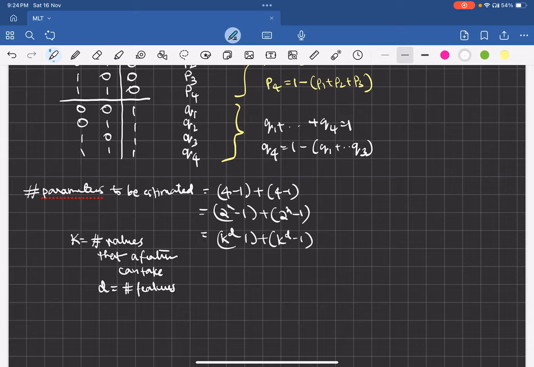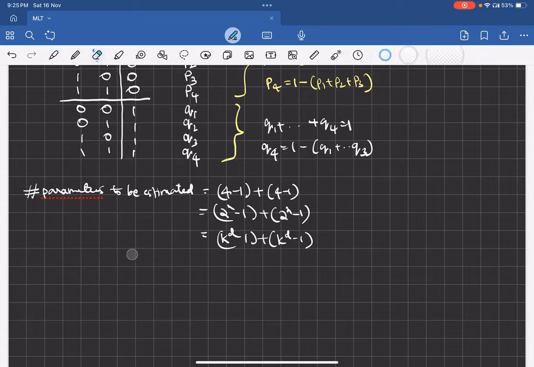So again, when I'm saying k is the number of values that a feature can take, I am referring to a problem where features can take only finitely many discrete values, okay, not continuous values. Although in the continuous case we will have a different scenario, it's called the Gaussian Naive Bayes. We'll discuss that later. All right, so this is the general case, right?